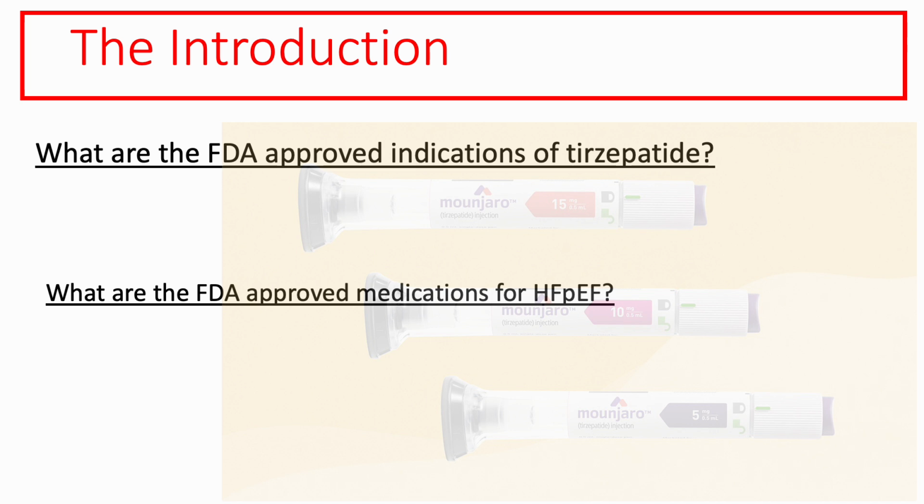In the introduction as well, you can bring up a couple of questions that are relevant to the background they mentioned, to stir the discussion again, and also make sure that your audience are aware of important information they need to know before going into the details of the article. So, for example, in this case, I asked what are the FDA-approved indications for tirzepatide, and what are the FDA-approved medications for heart failure with preserved ejection fraction.